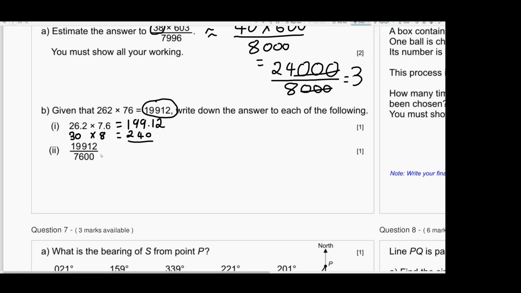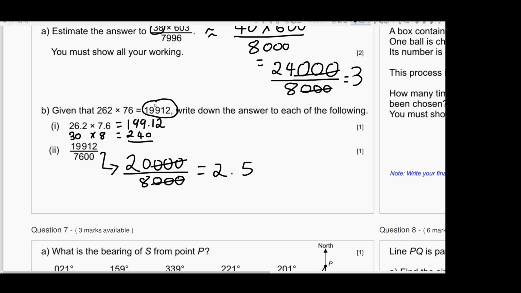And then for part 2, we can do the same thing, okay? So the top of that fraction, if I wanted to estimate this now, 19,912 would be 20,000. And 7,600 is going to be 8,000 if I wanted to estimate it. We could cancel the zeros, giving you 20 over 8. Now, 20 over 8 is going to be 2.5.